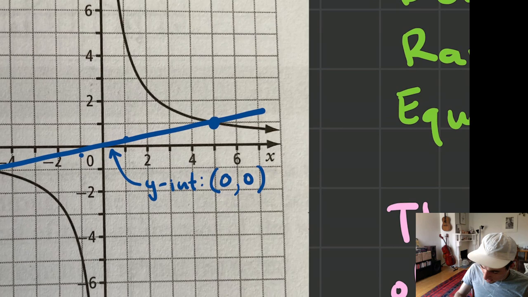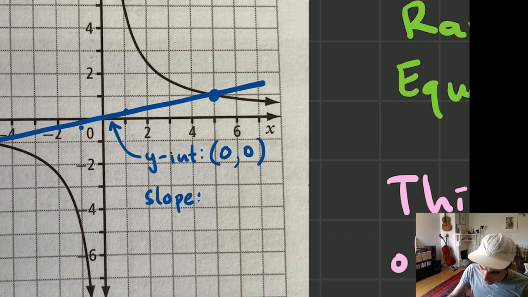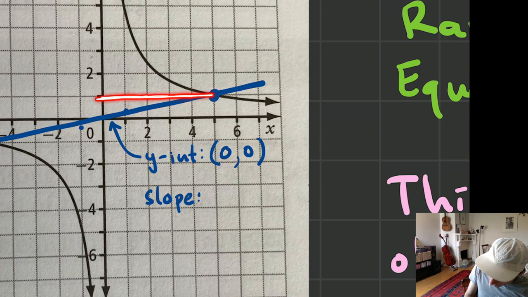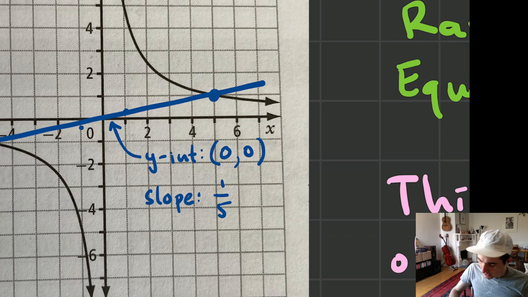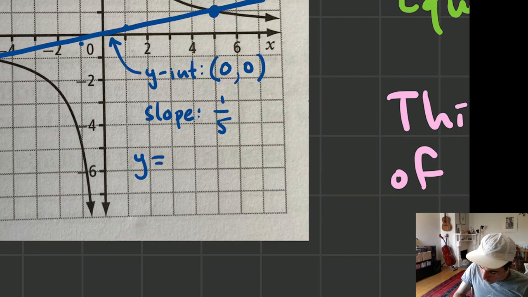And it looks like the slope here is, what is the slope? Well, it looks like I'm going up by one. So my rise is one. And my run is 1, 2, 3, 4, 5. So my slope is rise over run, so that would be 1 over 5. So the equation would be y equals, well, slope, which is m, or 1/5, x plus 0. I'm not even going to bother writing 0. So it's just y equals 1/5 of x.